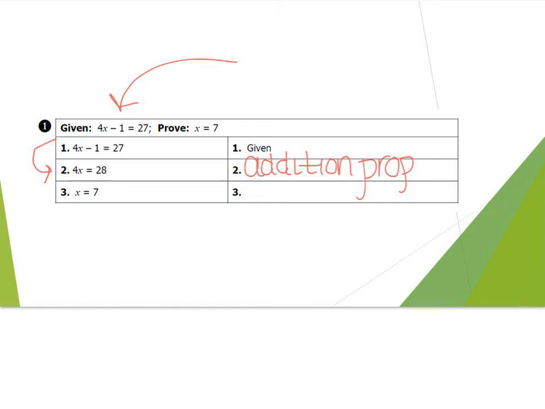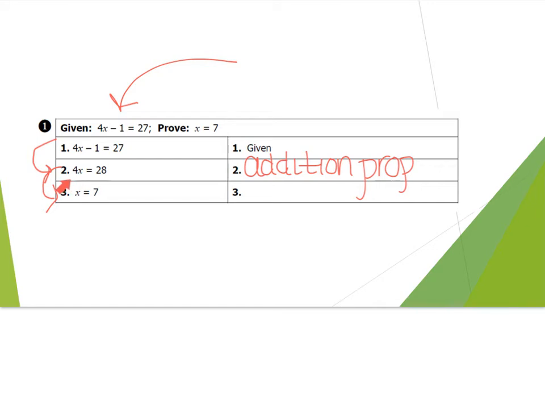Now let's take a look and see what happened as we move from step 2 to step 3. We no longer have the 4 and no longer have the 28. We divided. Anytime something is getting smaller, 28, we went from 28 to 7, two things can happen. We're subtracting or we're dividing.